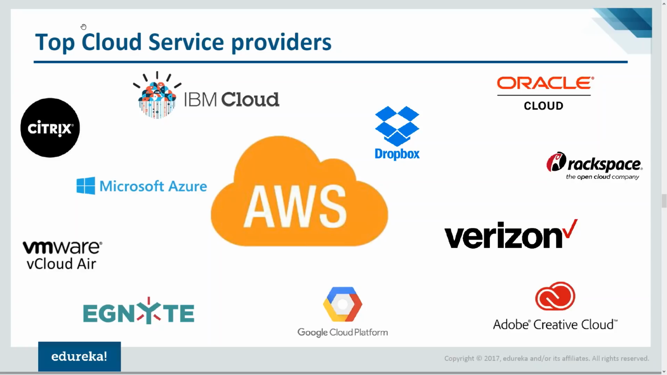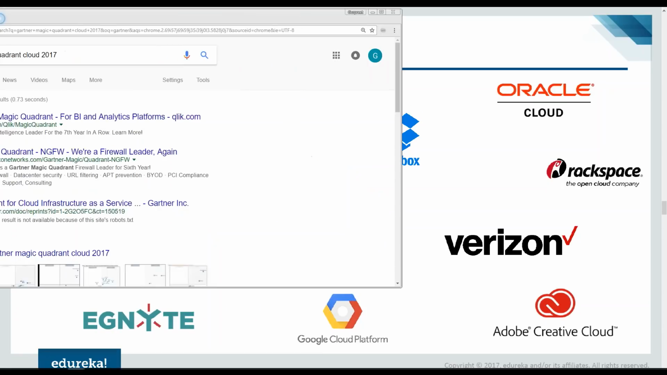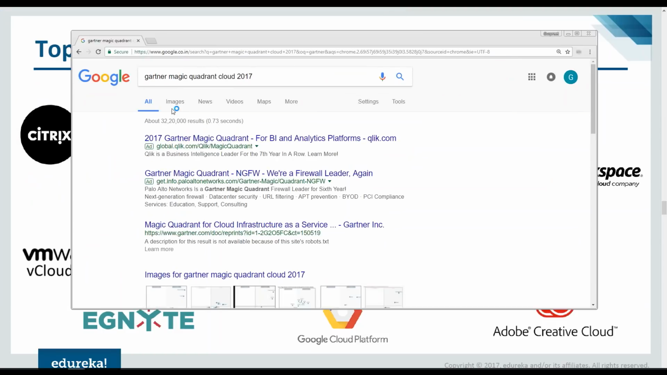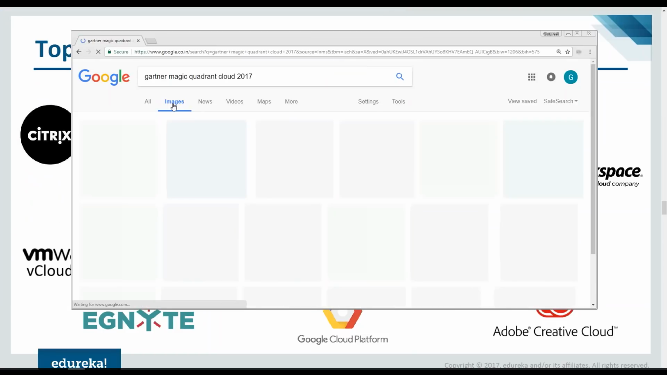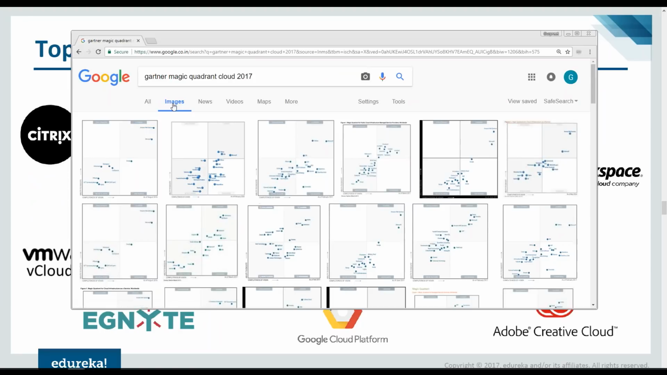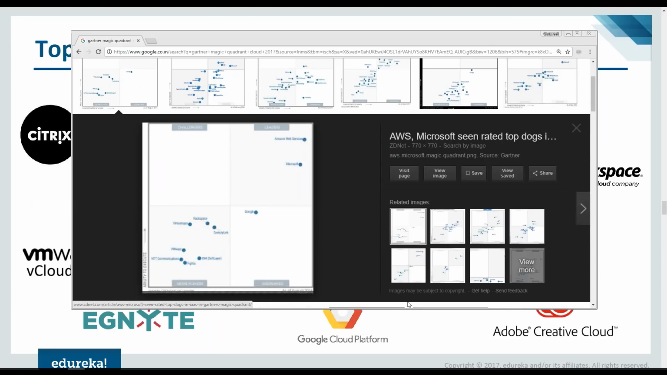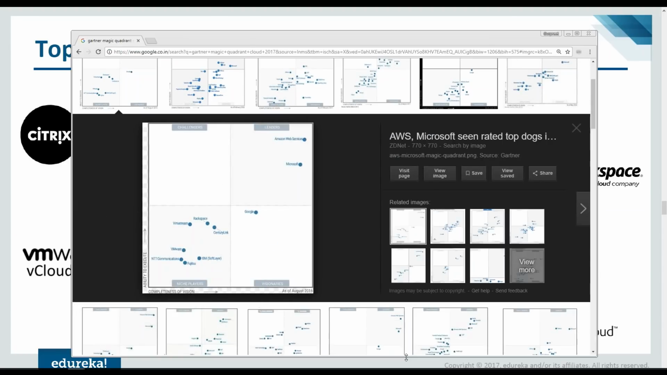Let me show you some data here very quickly. We call this Gartner's Magic Quadrant. Okay, Gartner's Magic Quadrant. I'm searching this out, and here's what I got. Let me click on images here, and there are the images here. Okay, let me click on this image, and I hope you are able to see this image.